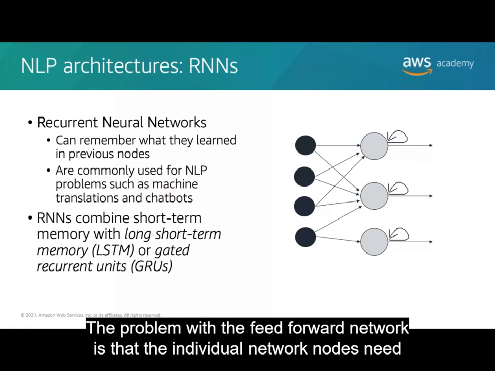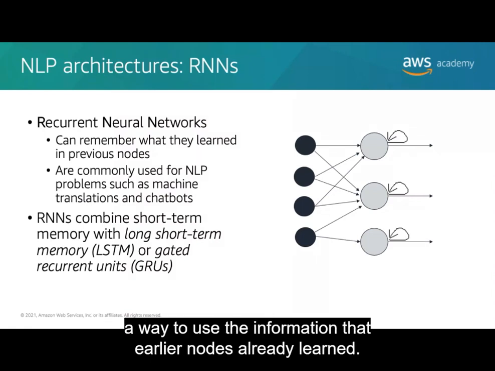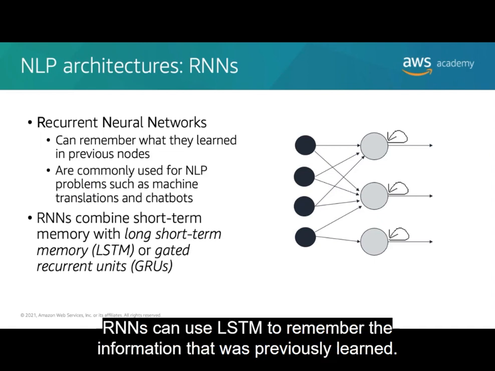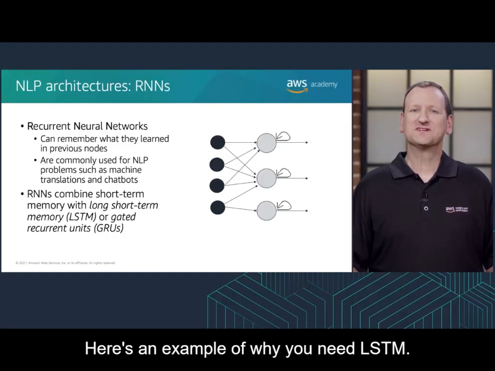The problem with a feed-forward network is that the individual network nodes need a way to use the information that earlier nodes already learned. This is why RNNs were developed. RNNs can use LSTM to remember the information that was previously learned. Here's an example of why you'd need LSTM.